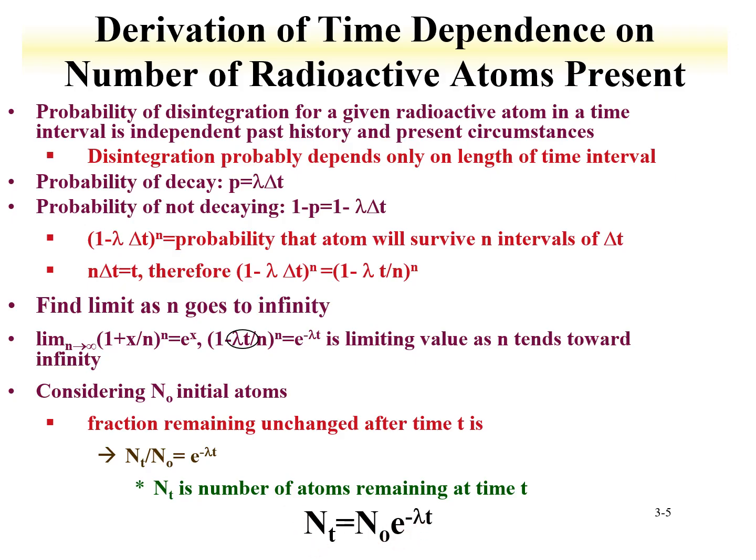Now this could be used for moles, it could be used for mass, it can even be used for activity, since we know that activity equals lambda N. So we could substitute activity for this term, N, in this equation.